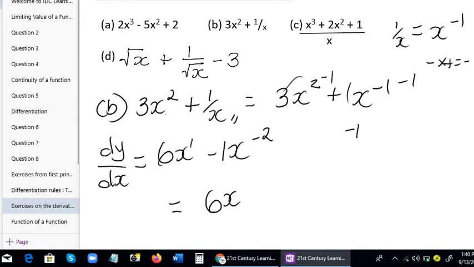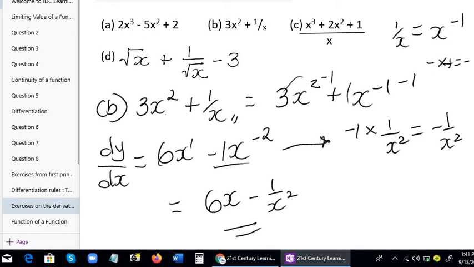minus 1, expanding this will give you 1 over x squared. If you expand this, we get this. This means minus 1 over x squared. So this is the same thing as minus 1 times x to the power minus 2. Bring it down here, minus 1 over x squared.